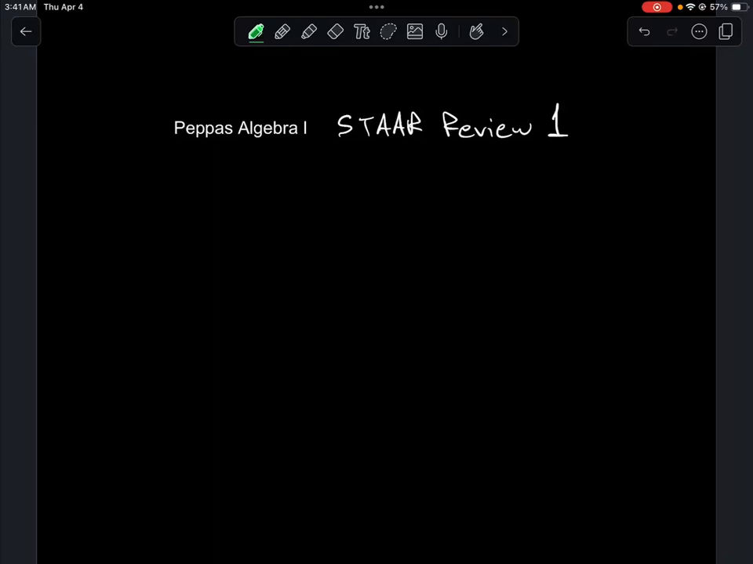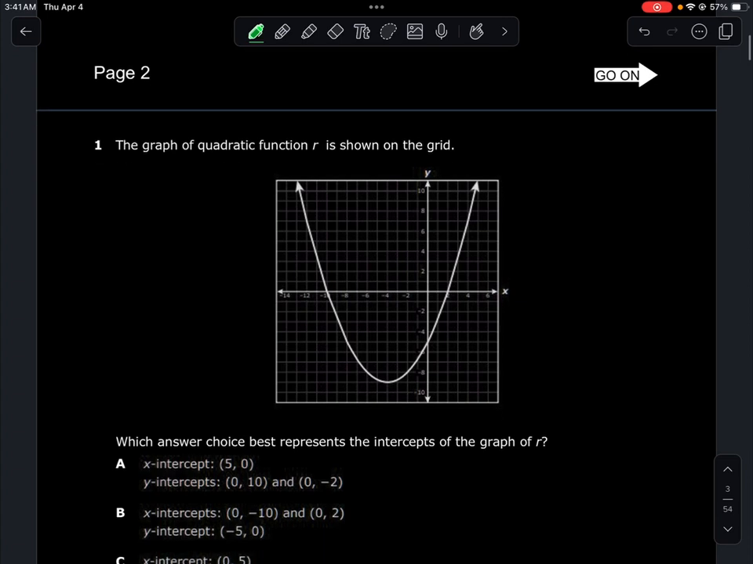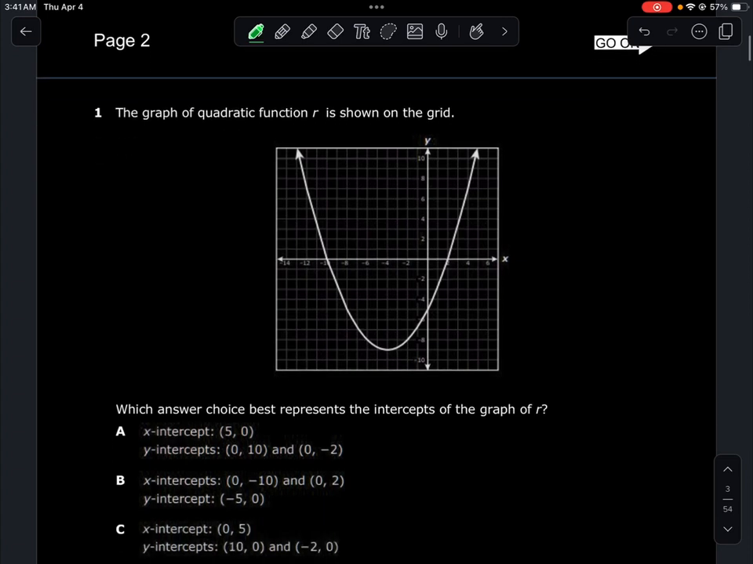Let's do this. STAAR Review 1 from 2022. I will read the questions and highlight the keywords as I go.